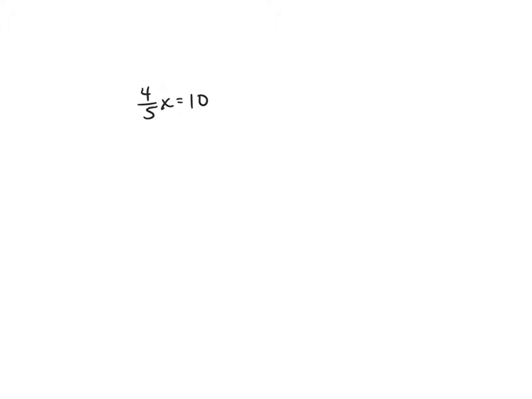Let's do one more example. 4/5 x is equal to 10. The least common denominator is 5. So I am going to multiply both sides by 5. So I have 5 times 4/5 x is equal to 10 times 5. That 5 on the left-hand side is 5 over 1. When I multiply, the 5's are going to cancel. I'm going to be left with 4x is equal to 50. So then I'm going to divide both sides by 4.